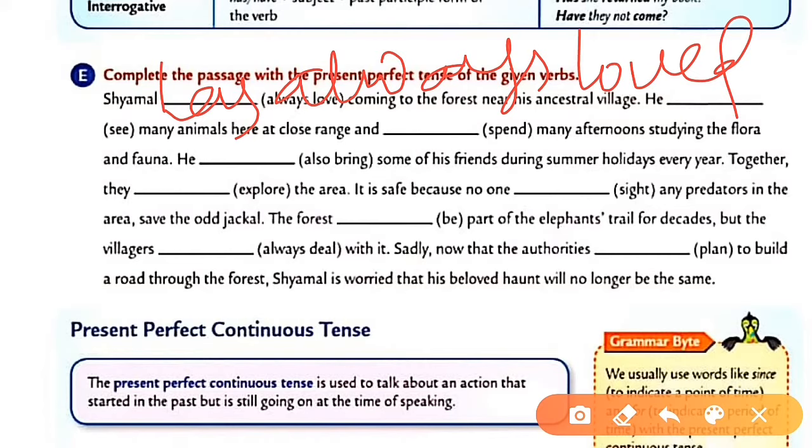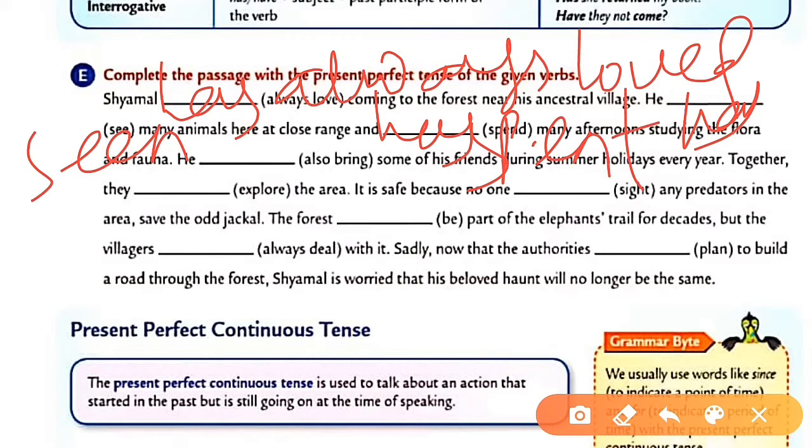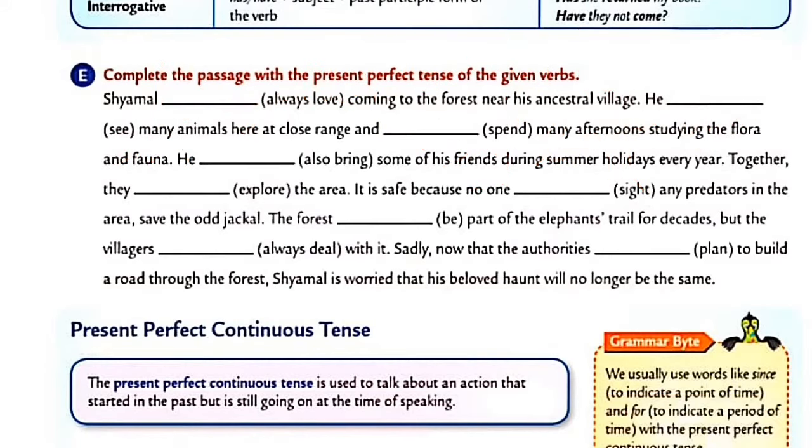He has seen many animals here at close range, and has spent many afternoons studying flora and fauna. Spent is the past tense of spend. You have to use has or have plus the third form of the verb in these sentences.